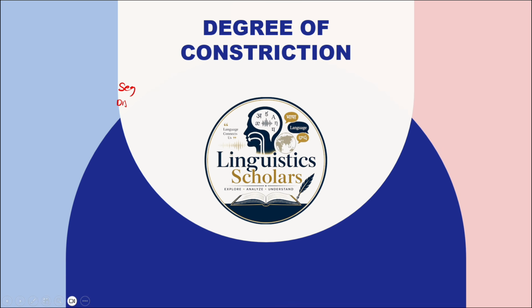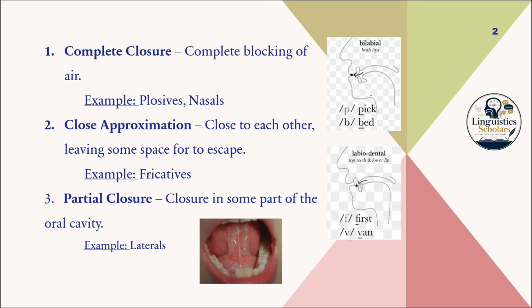There are majorly six types of degree of constrictions. We will discuss them one by one with examples. The first one is complete closure.